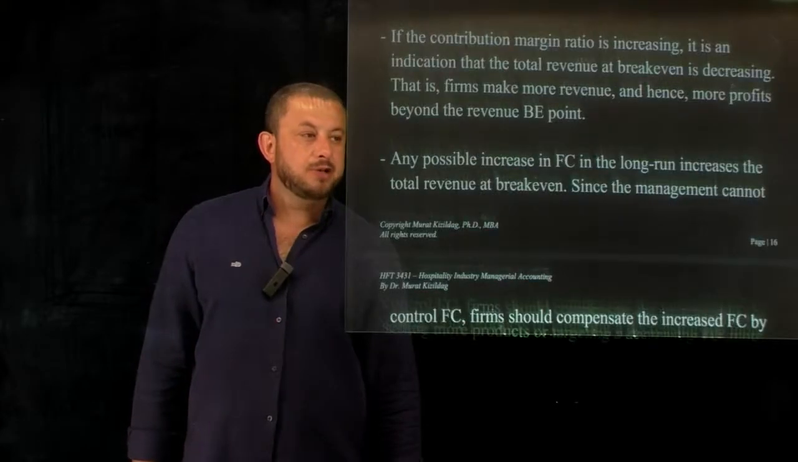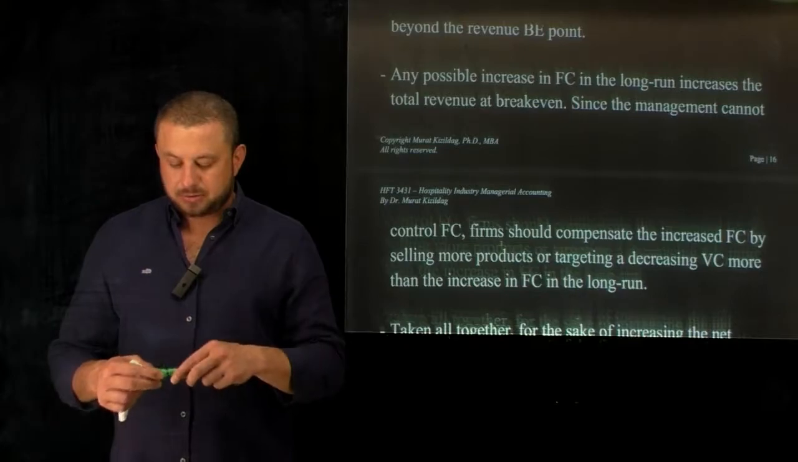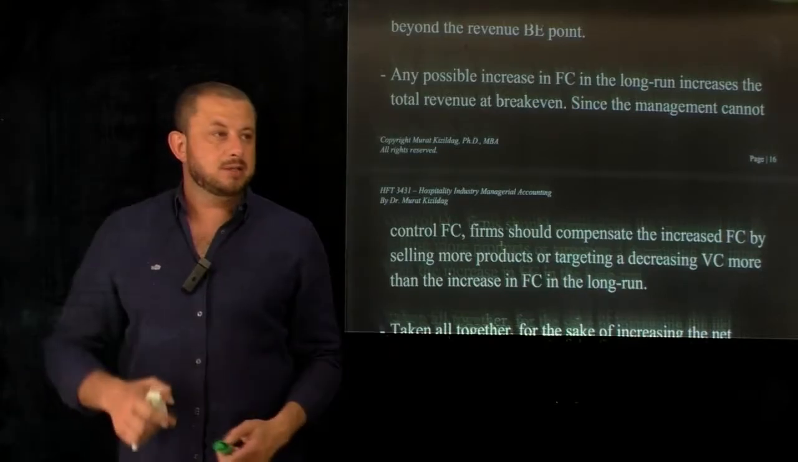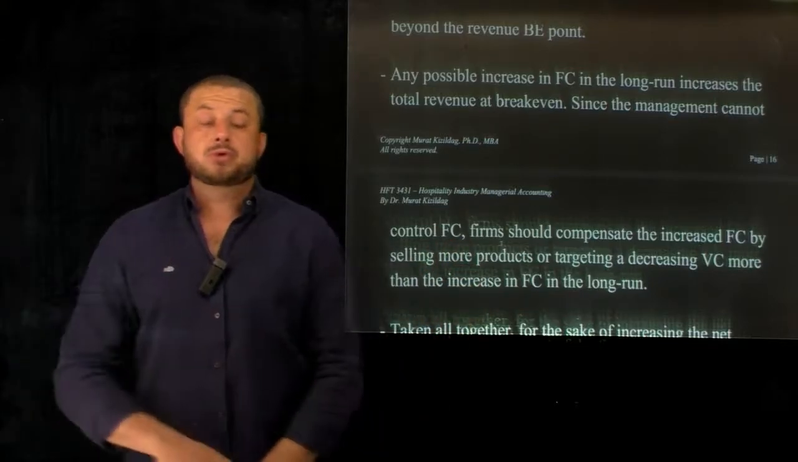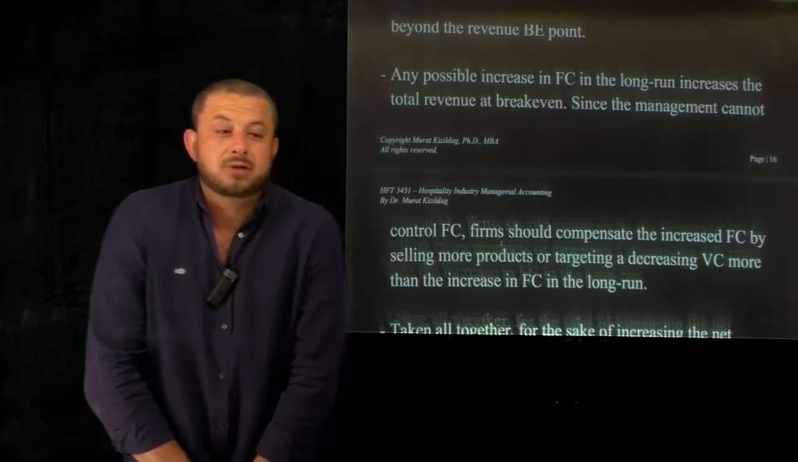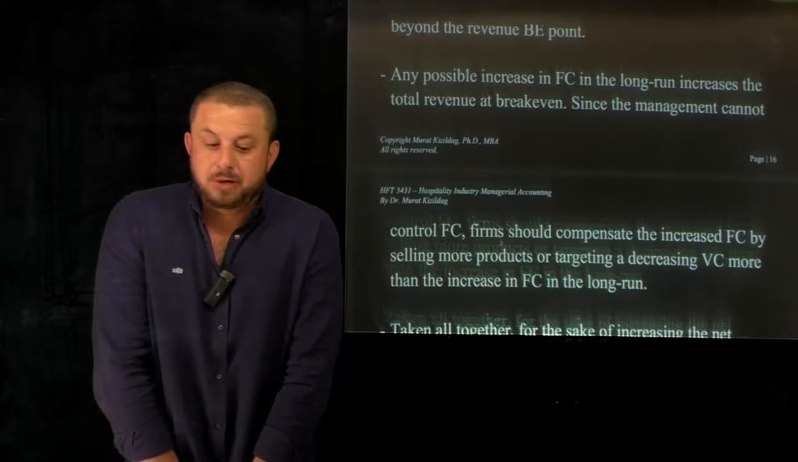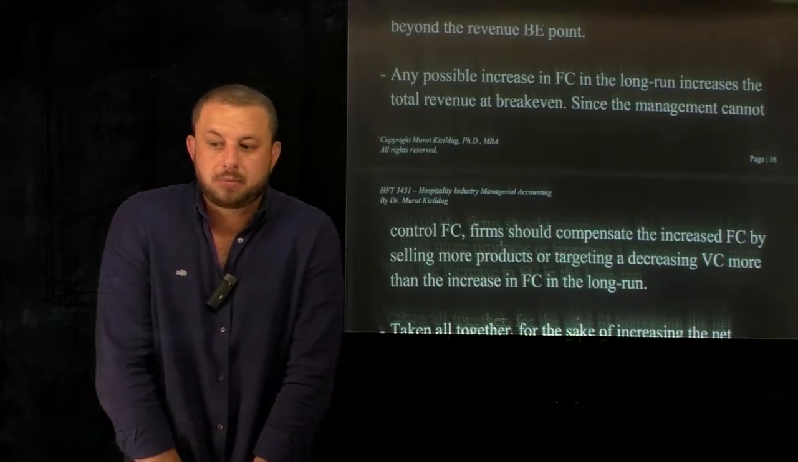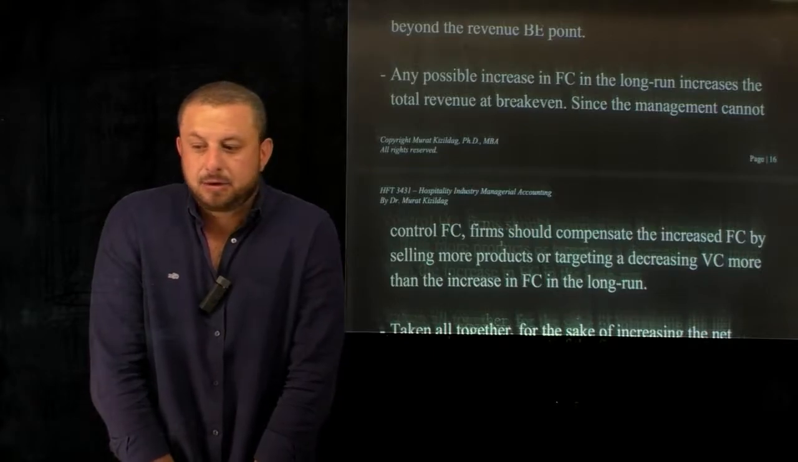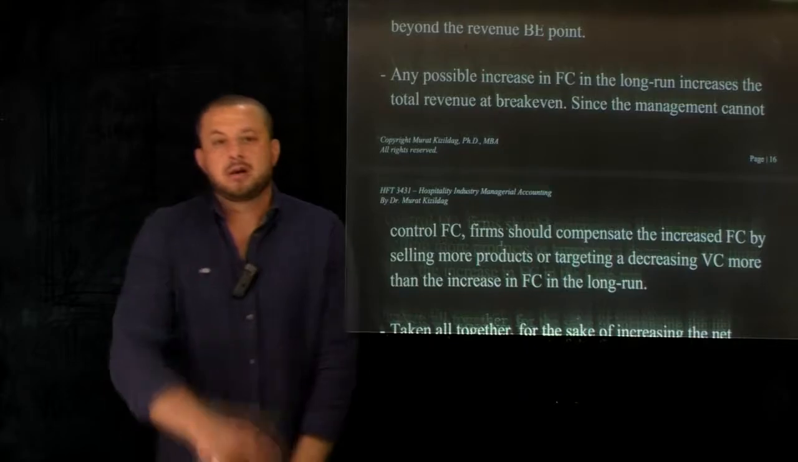A possible increase in fixed cost in the long run will increase total revenue at the break-even, of course, because you will have to sell more to cover that increase. Since management cannot control fixed costs, firms should compensate for the increasing fixed cost by trying to decrease variable cost. For example, F&B operations may reprice, train employees to upsell more, cut portions or rearrange portion sizes, or maybe change vendors or suppliers for the raw products.